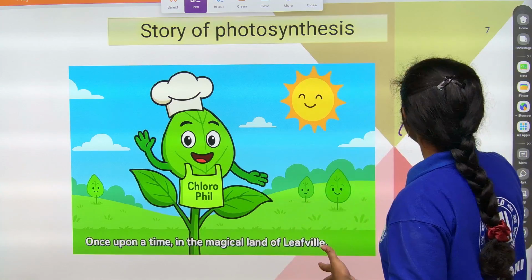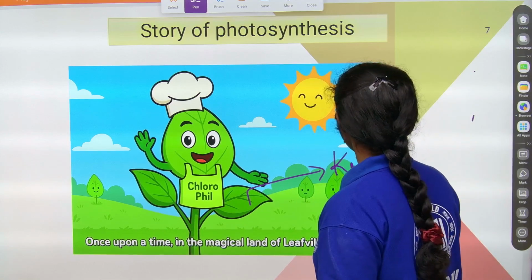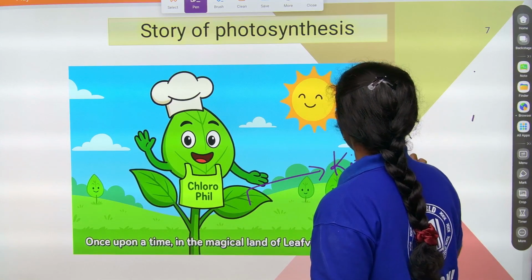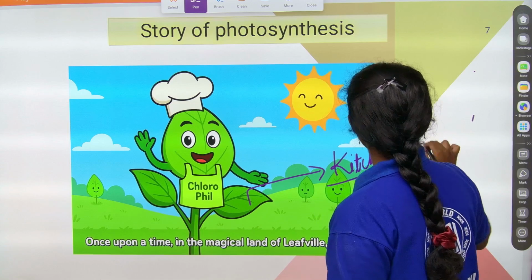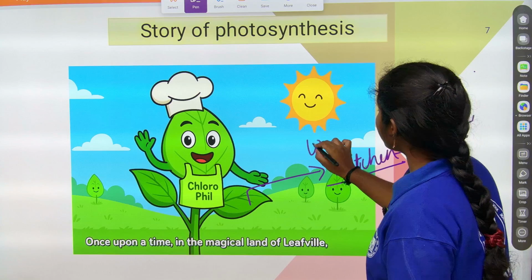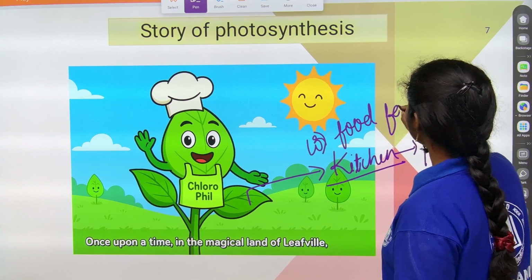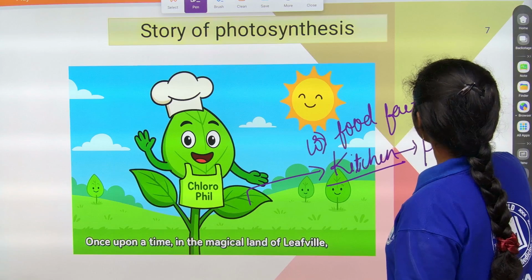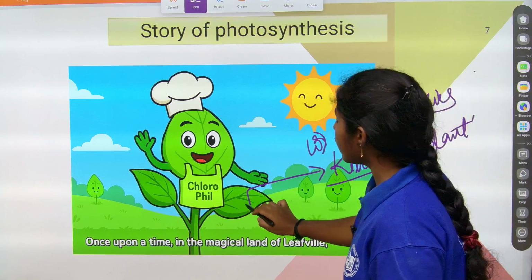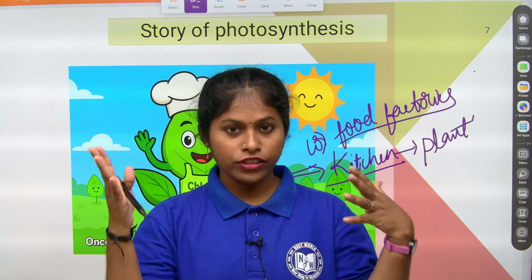In the leaves. The leaves are the kitchen of the plant. Which part is the kitchen of the plant, children? Leaves are the kitchen of the plant, also called food factories. Leaves are also called food factories, because the food is made in the leaves. The plants can prepare their own food materials in the top of the leaves, right?